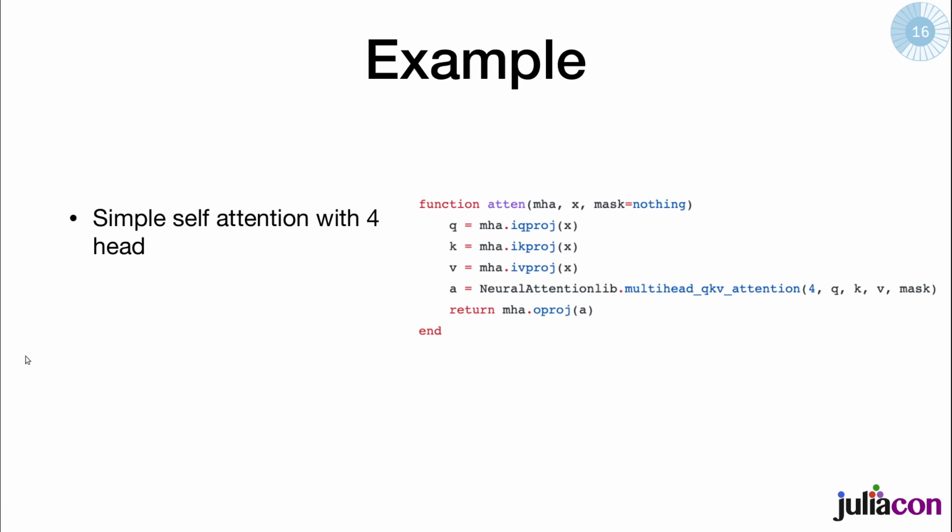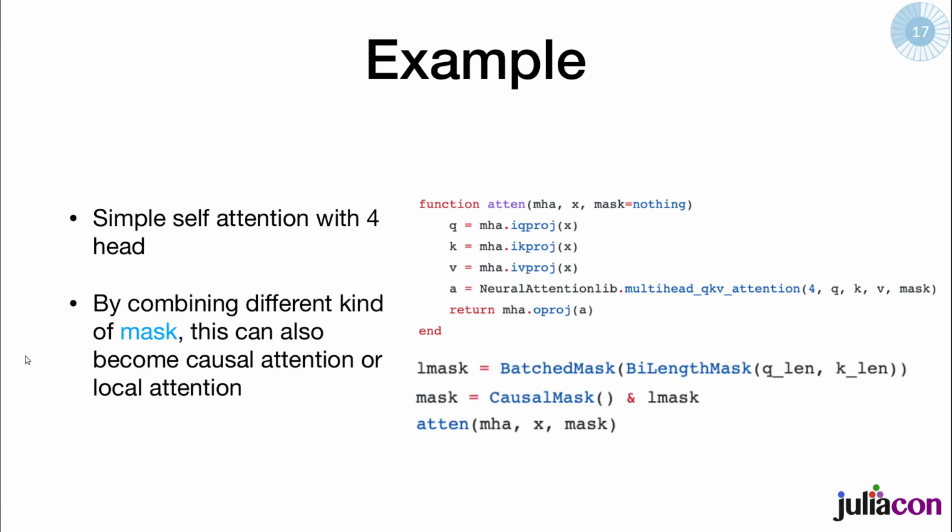For example, this is a simple self-attention with 4 heads implemented with NeuralAttentionlib. The NHA is a Flux layer that contains the required dense layers. Here, if you give a different kind of mask, like a causal mask, it will become a causal attention. Our transformer model is basically built on top of this library, so you don't really need a full transformer package to define your own transformer models.